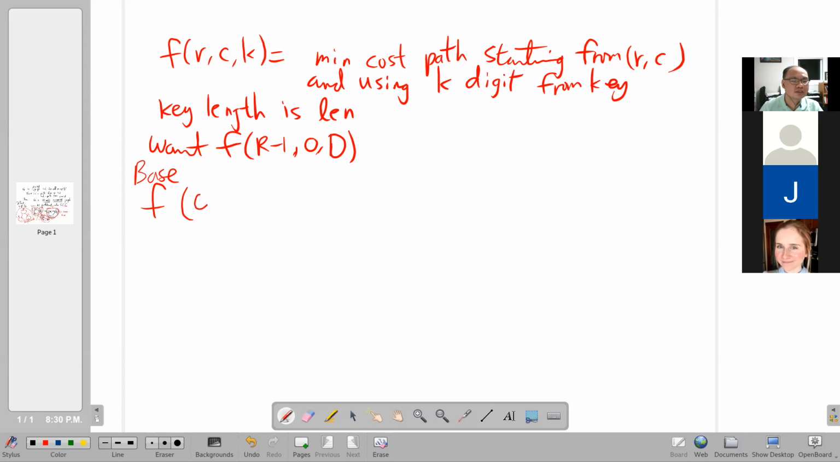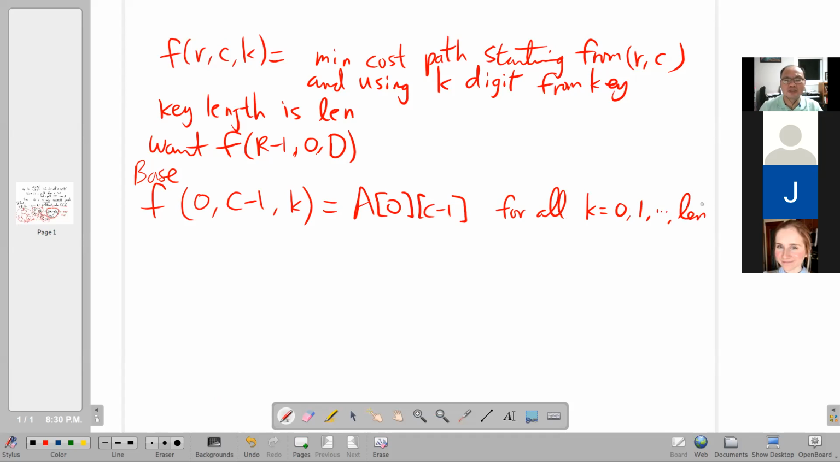F of 0, C minus 1, K, is equal to whatever content is at that location in the original array, and that's for all K equal to 0, 1, all the way up to length. It doesn't matter how many key digits you have used. If you get there, that's always the cost. And then generally, F of R, C, K, it's equal to what?